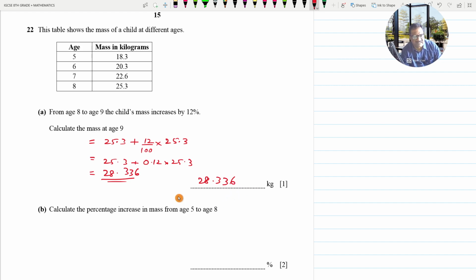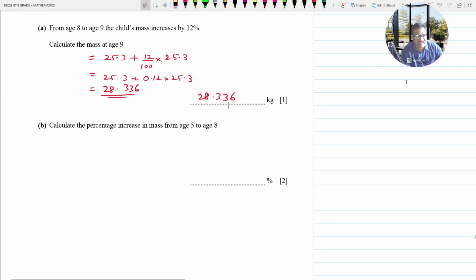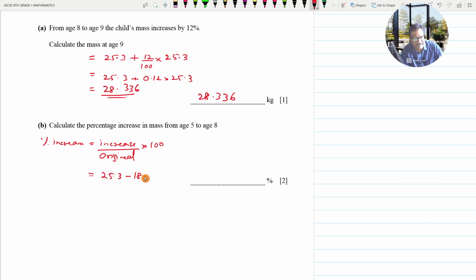Now B part is calculate the percentage increase in the mass from age 5 to 8. Now percentage increase is given by this formula, increase upon original times 100. So what is the increase in the mass from 5 to 8? The increase is 25.3 minus 18.3. This is the increase upon original. Original means from where it has increased, from 18.3.